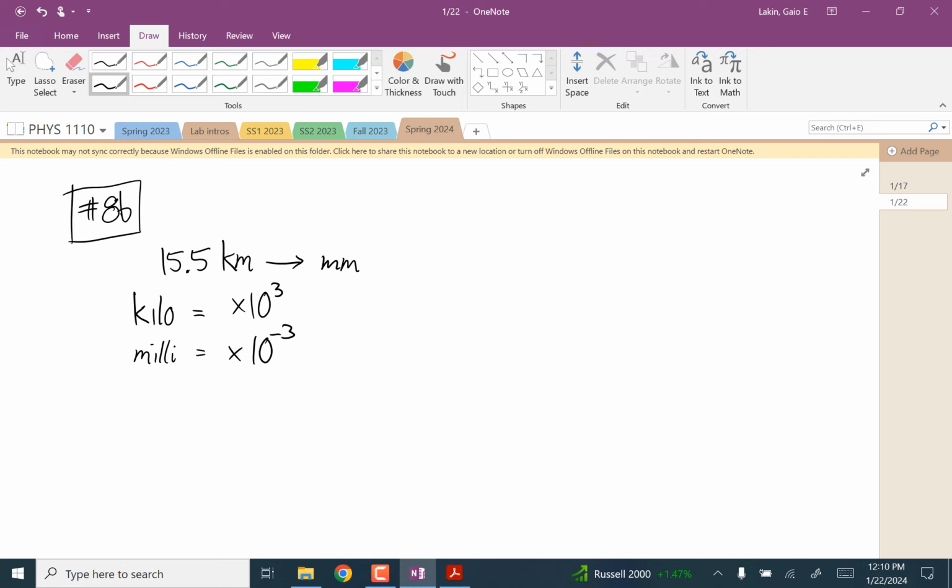Okay, so in order to go from kilometers to millimeters, we have to go from kilometers to meters, and then meters to millimeters. So the step of going from kilometers to meters, that's the easy one. If you're just getting rid of a prefix, you can just replace it with its meaning. So this is equal to 15.5, and instead of writing the K, I'm going to write times 10 to the third, and then meters. So that's the first step.